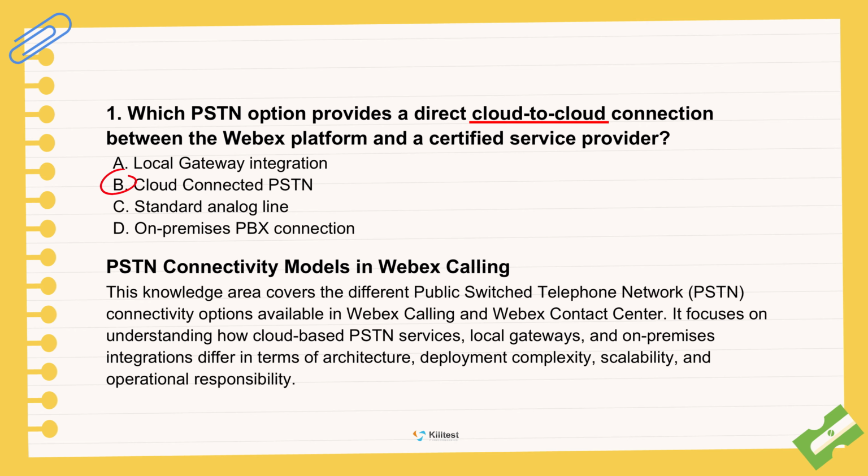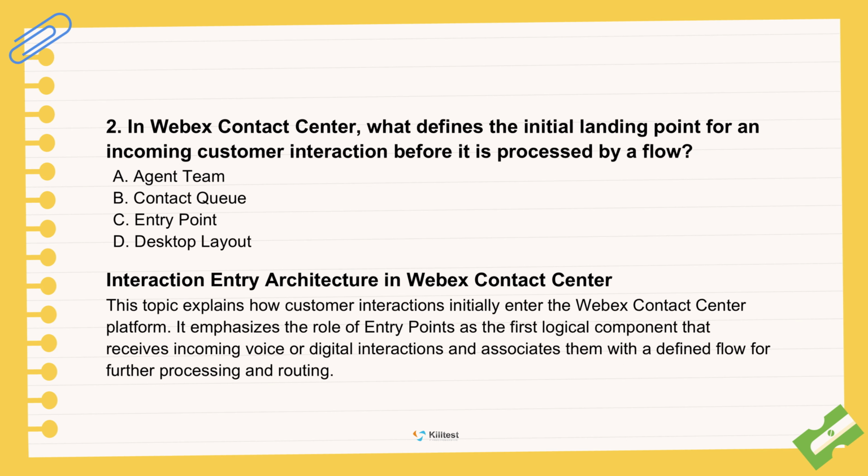Okay, so the call has reached the cloud. Now it needs to land somewhere. Question 2 asks, in WebEx Contact Center, what defines the initial landing point for an incoming customer interaction before it gets processed by a flow? This is a big one. Terminology really trips people up here. In older systems, we just call everything a queue or a trigger. And the options reflect that. We have A, agent team, B, contact queue, C, entry point, and D, desktop layout.